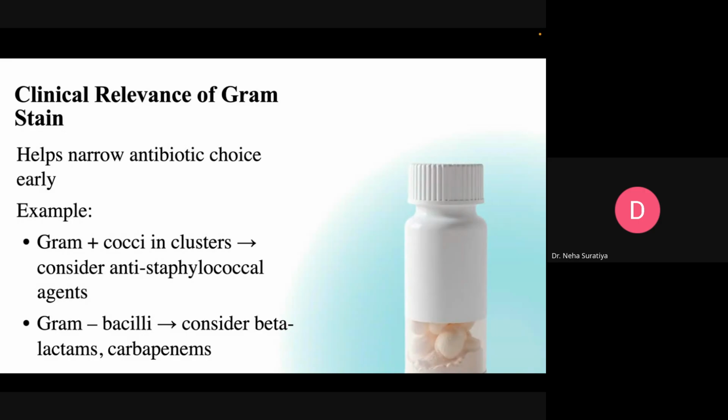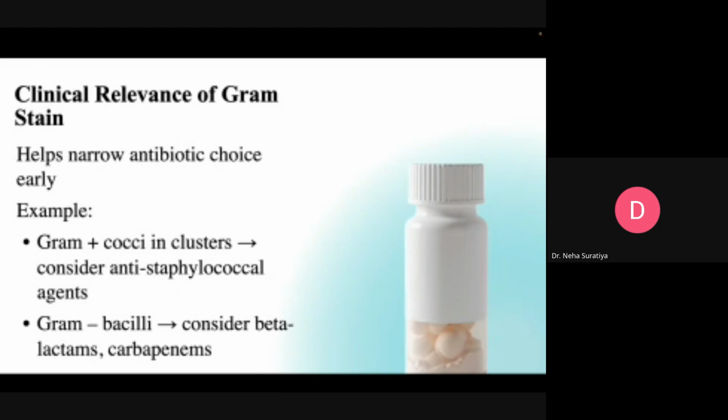If your report shows gram negative bacilli, rod-shaped bacteria, you will think there can be a possibility of enterobacteria, right? So you will choose gram negative coverage antibiotics, broad spectrum gram negative coverage, and that can be beta lactams, that can be carbapenems. So based on your report, you are making the decision. That is the clinical relevance of gram stain.